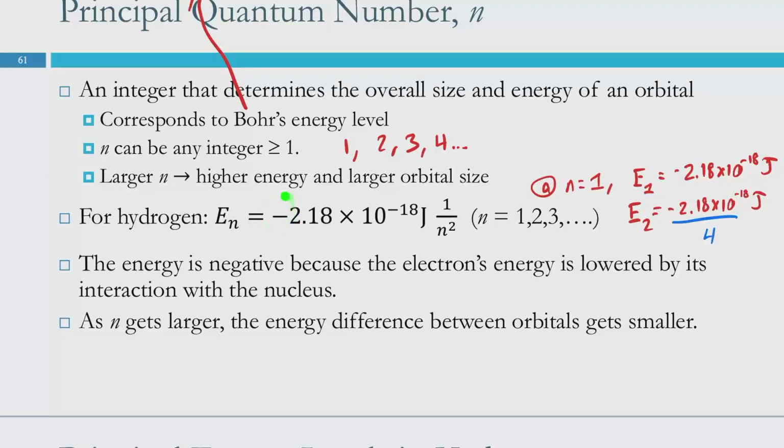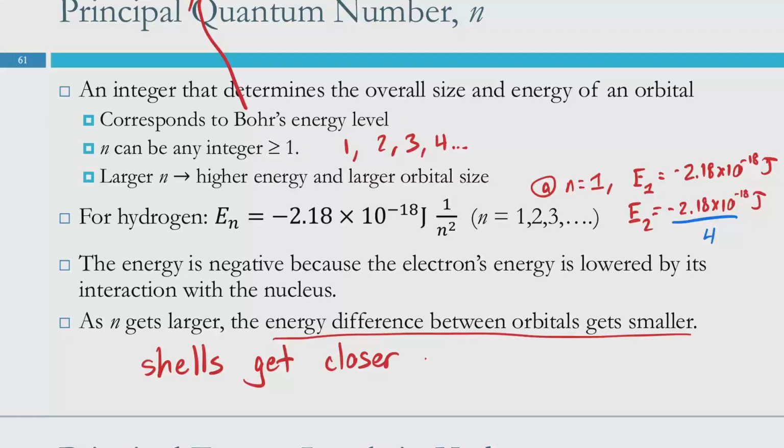And the energy sign here is negative, because the electron's energy is lowered by its interaction with the nucleus. So as it gets to these higher energy values, when we divide this number by 4, we're getting less energy stabilization, if I'm remembering correctly. Another thing that happens is the energy difference gets smaller. So these layers, I'll call them shells, get closer as n increases, which is also what we saw with the Bohr model.